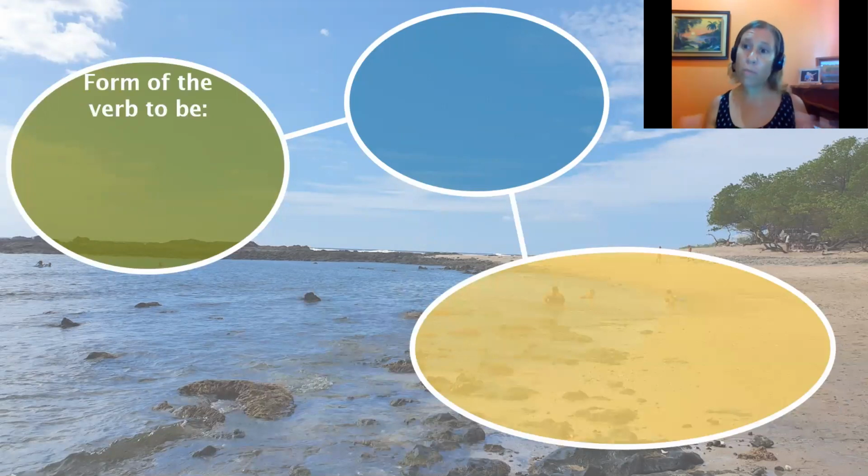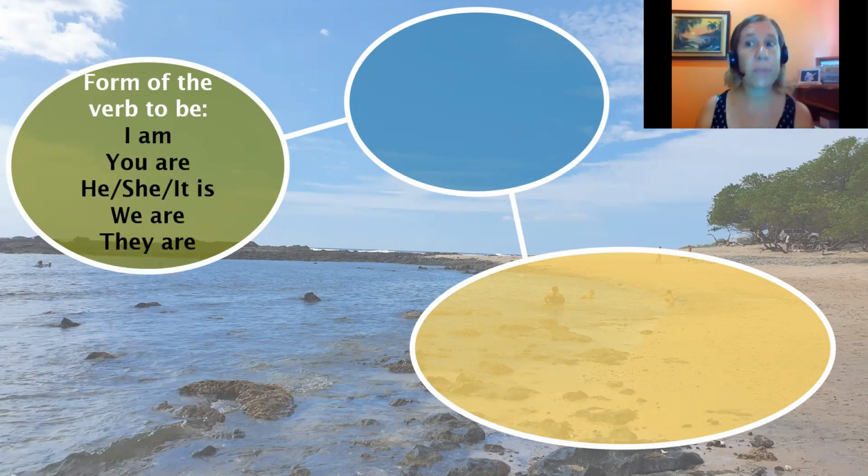Okay, so to form this verb tense, we use two verbs. The first verb is the verb to be. Repeat after me. I am. You are. He, she, it is. We are. They are.